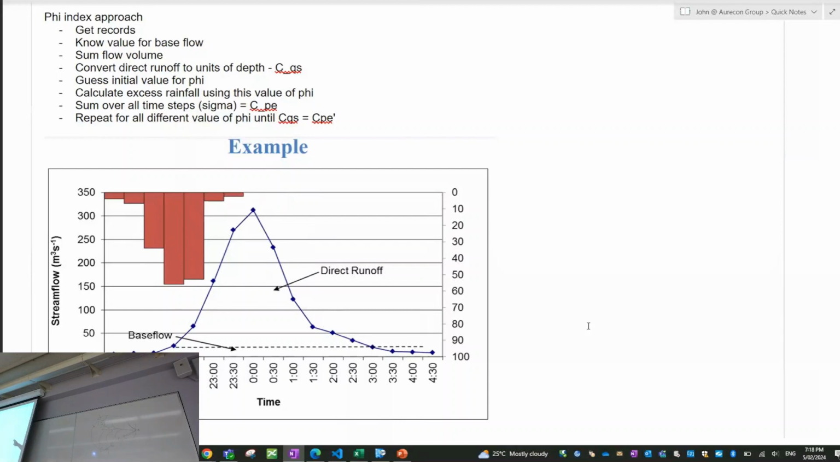So these are the steps. Don't read those. I'll actually go through a question.